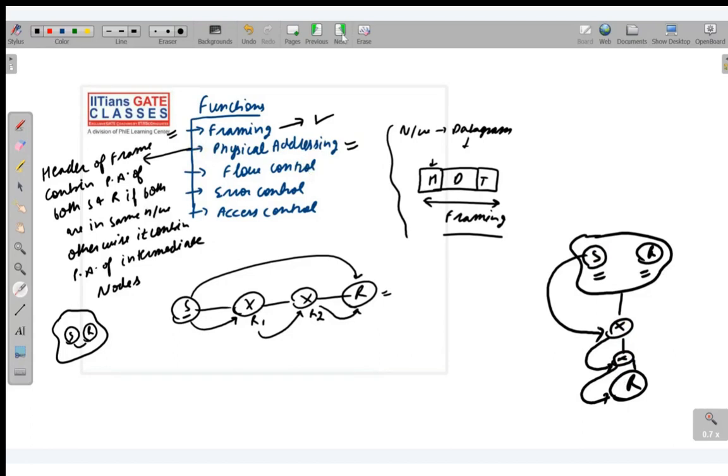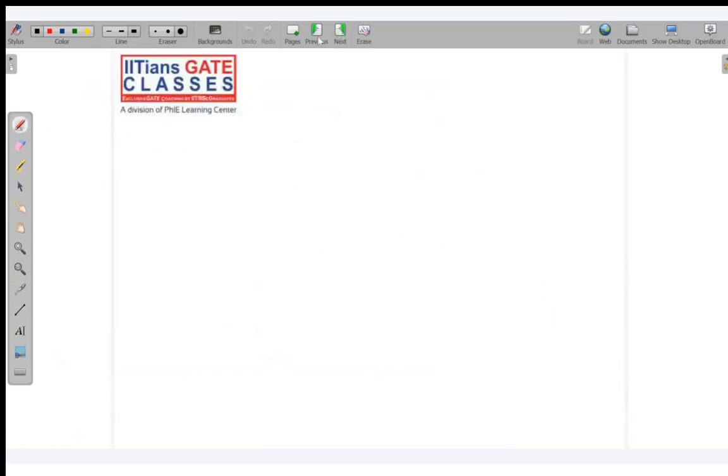Next is flow control. Let me jump to the next slide. You can take the snapshot. Okay, I'm jumping now. So next is flow control.